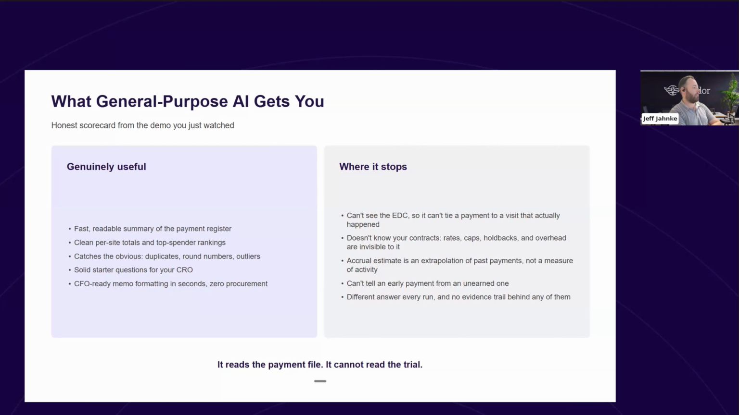It can't tell an early payment from an unearned one. So it's flagging those biopsies as saying you might have paid this a little earlier than you needed to, but it has no idea whether or not that biopsy was actually performed. And again, there's always the risk of a different answer every run, and there's no evidence or audit trail behind any of them. These conversations rely on the context that you're giving the model in that particular window. There's not a lot of shared context. So essentially, it reads the payment file, but it cannot read the trial.